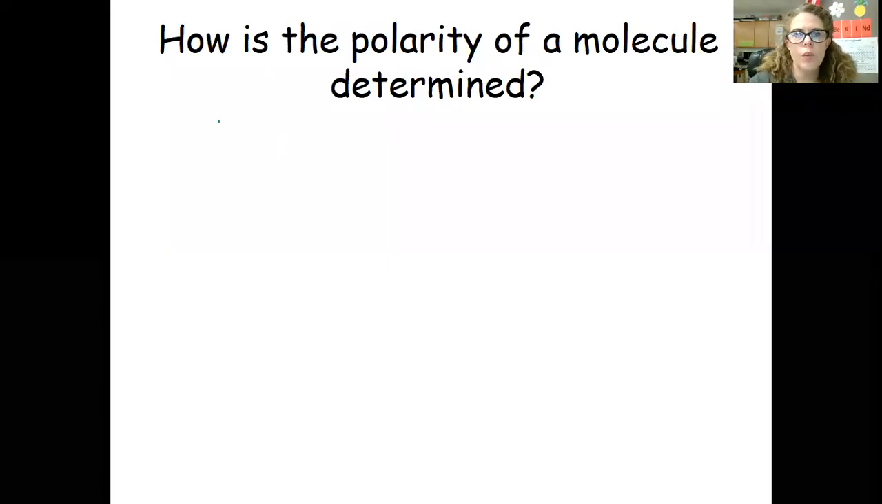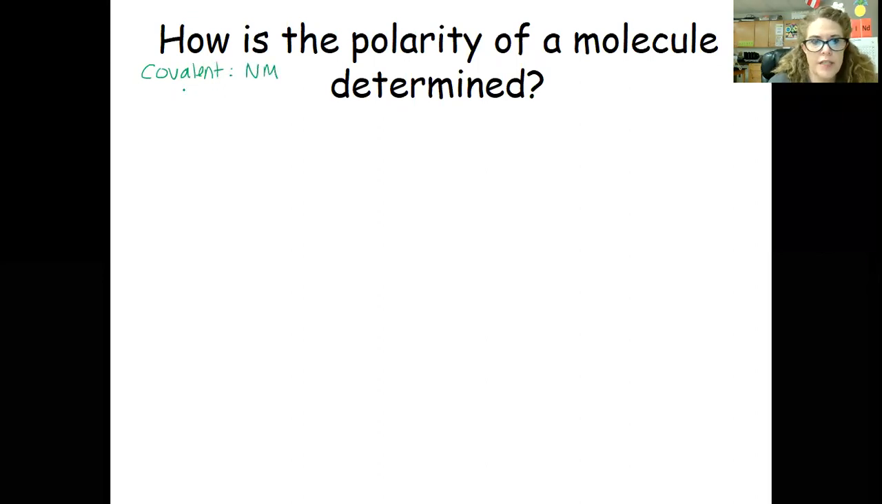Okay, so welcome back. We are now going to be talking about the polarity of molecules. Let's do a super quick review of what we did in our last notes. We have covalent bonds. I'm just going to write that over here. Covalent bonds are between nonmetals only.